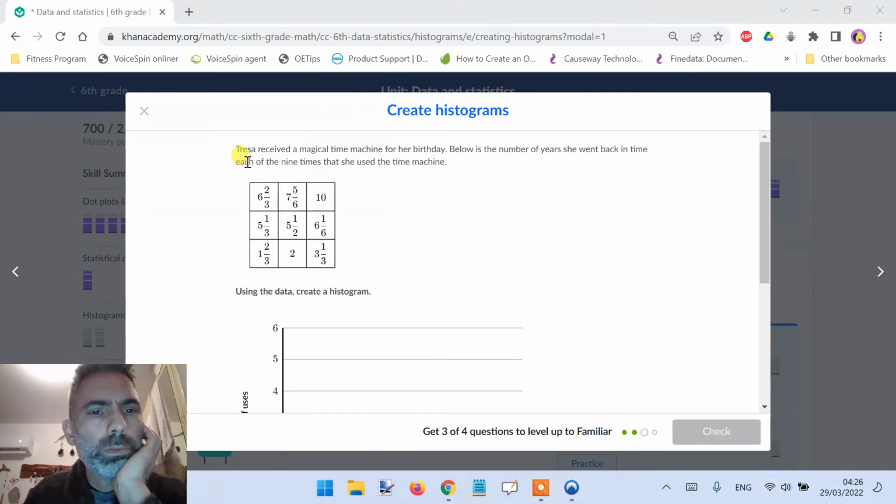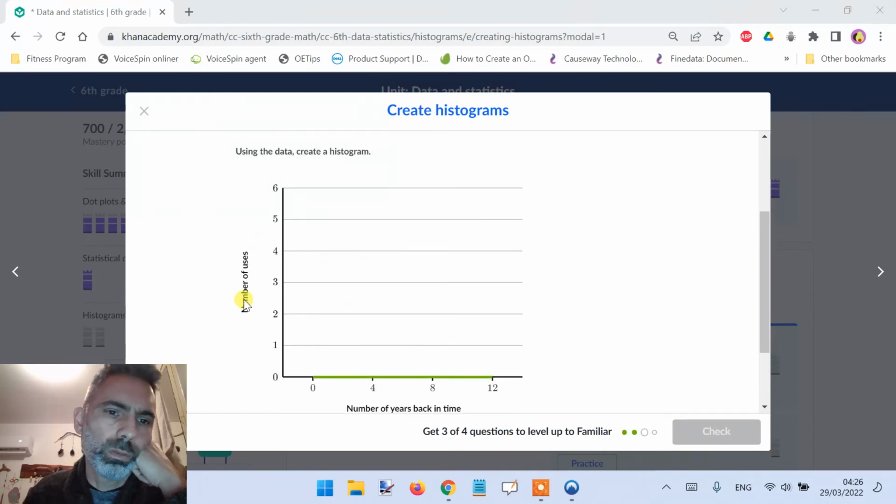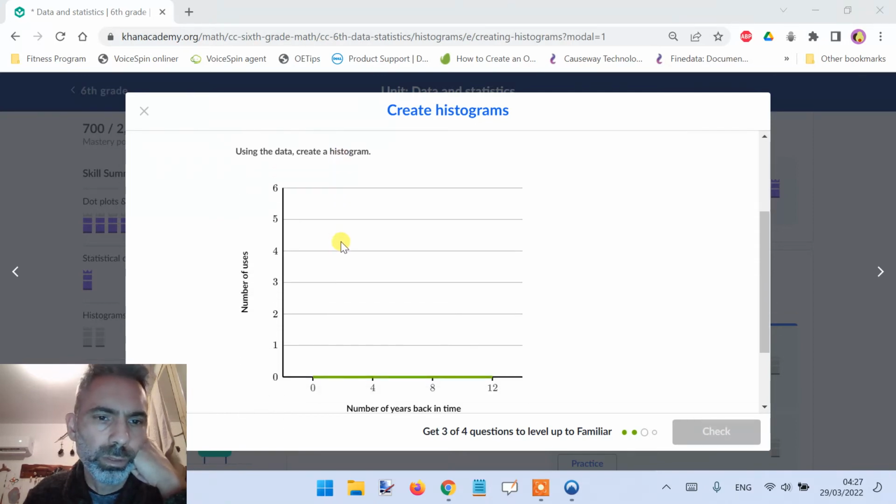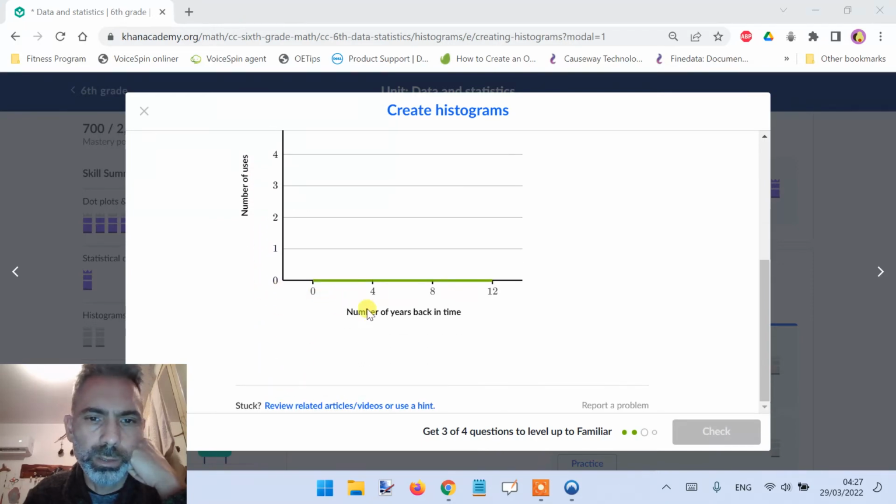Okay. Teresa received a magical time machine for her birthday. Below is the number of years she went back in time each of the 9 times that she used the time machine. Using the data, create a histogram. Okay, number of uses. So in total she used the time machine 9 times. So the y-axis represents the number of uses and the x-axis the number of years back in time.